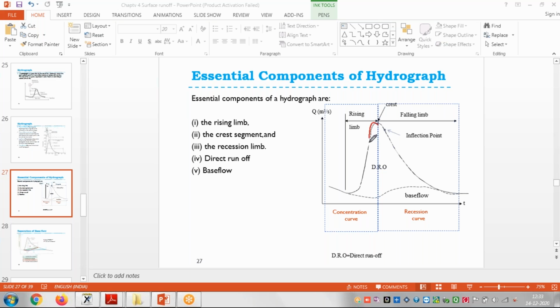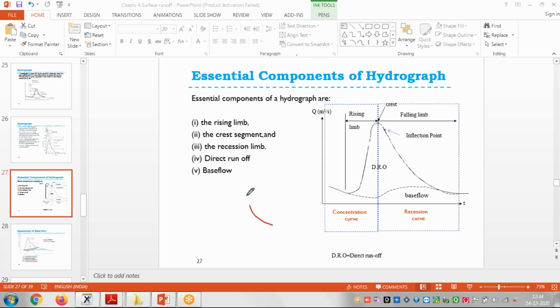From this portion to this portion, this is where it starts. At some points it is not 0, but maybe say 0 is here, then 1, 2, 3, 4, likewise. So this portion is called the rising limb. Is this okay? Rising limb.